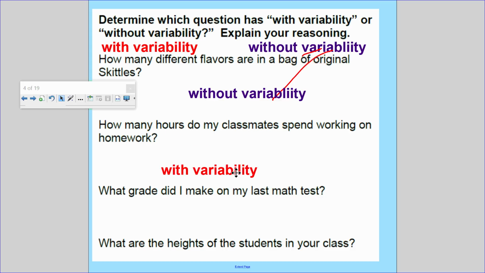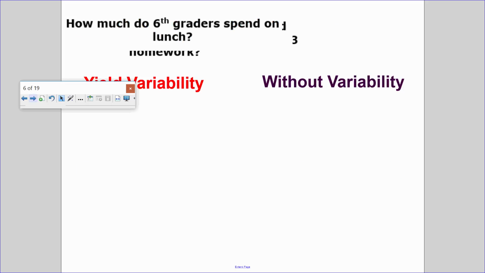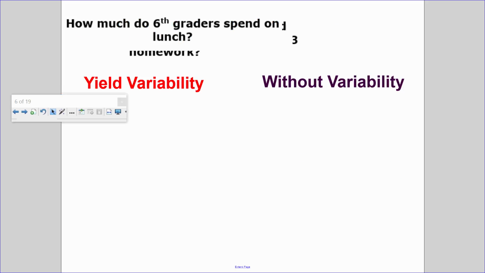What grade did I make on my last test? I got an 80, one grade. What are the heights of the students in your class? You have some short kids, tall kids, medium kids, average class, and so it's with variability. So you're going to be developing your own question, and then we're going to do a little sort. You're going to be getting different questions, and then you're going to figure out which one is which.